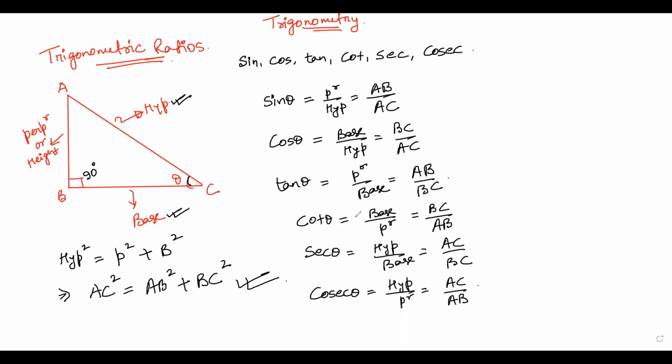In a similar way, cot theta is base upon perpendicular. So this would be BC by AB. Sec theta is hypotenuse upon base. So this would be AC by BC. And cosec theta is hypotenuse upon perpendicular. So this would be AC upon AB.